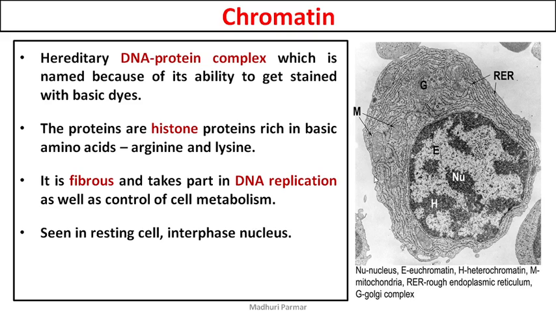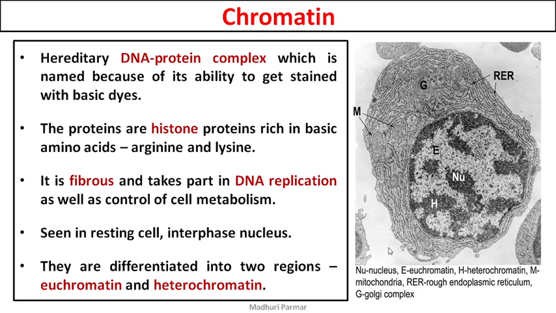Chromatin is seen in resting cell, that is in interphase nucleus. When the cell is not dividing, it is at rest, you find in the nucleus presence of chromatin. When you stain it and look at it, you can find the chromatin is differentiated into two regions. The region which is lighter in color is called euchromatin, and the region which is darker in color, as you can see, it is patchy. The darker in color is more dense, and it is called heterochromatin. Clear? Here these are the heterochromatins, and the white colored portion is your euchromatin.